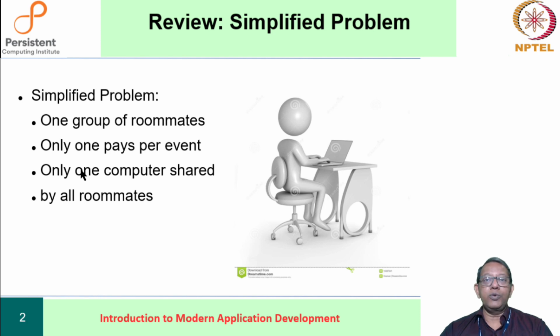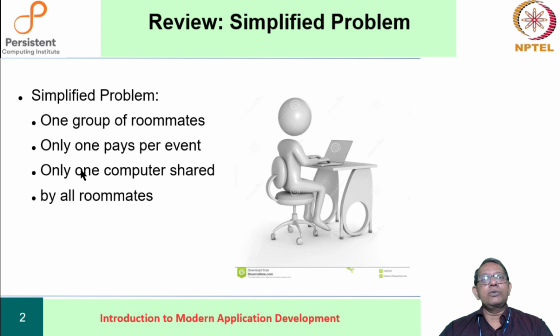Recall that we started with a simplified problem. Our problem was a set of roommates who actually shared a number of events, like for example movies or dinners together, and for each event one and only one roommate paid for the entire expenses. However, over time the group of roommates needed to reconcile their debts or credits.